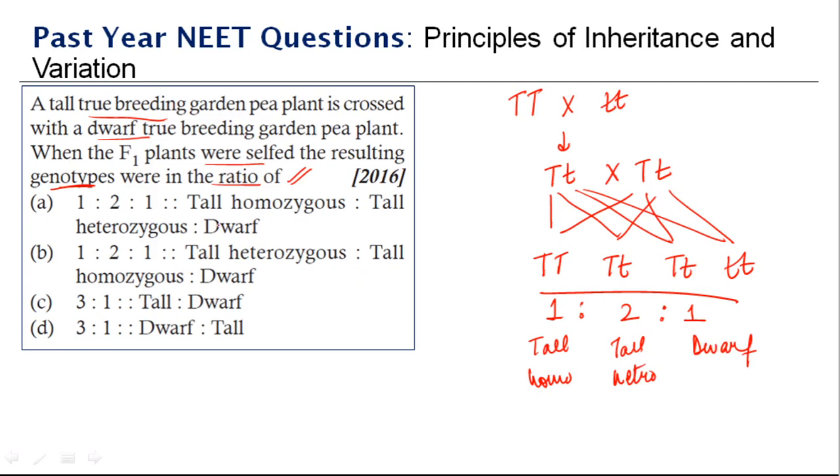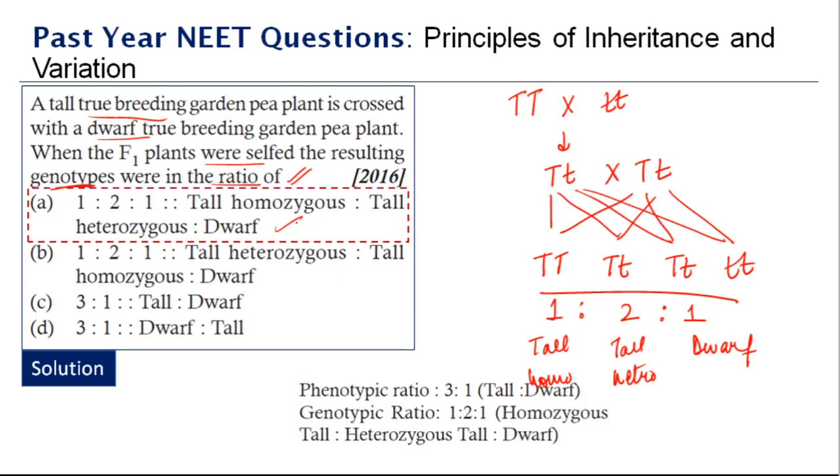Tall homo, tall hetero, dwarf. So the correct answer is A. Here you can really save time if you know this already, because this is something that you might have practiced a lot of times. But if not, it is always good to spend a few seconds more and be sure. The correct answer is A.